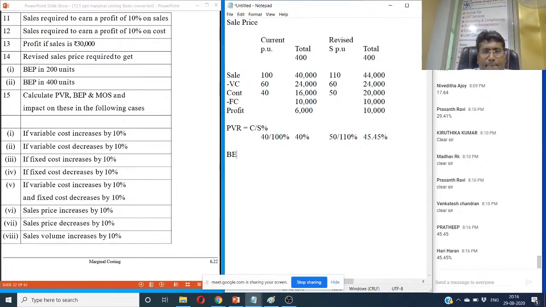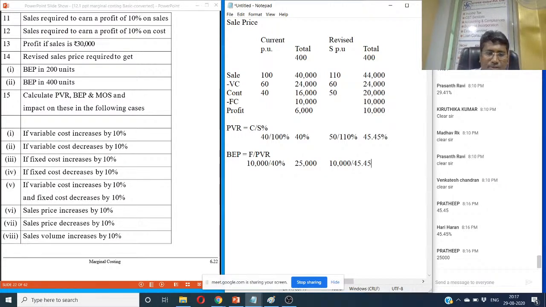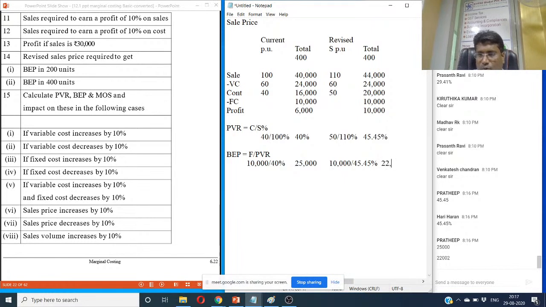And what about the BEP? BEP is nothing but fixed cost divided by PVR. For the current scenario, fixed cost being 10,000 divided by 40%, the value being, yes, 25,000. We already calculated, so I'm reiterating those things. And in the revised case, 10,000 divided by 45.45%. What's the value? 22,002.